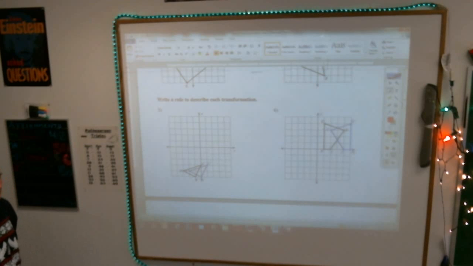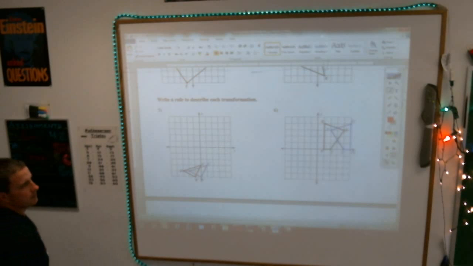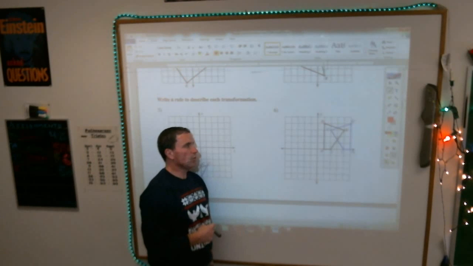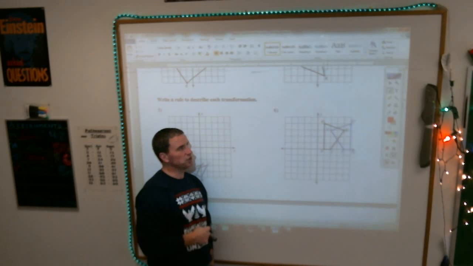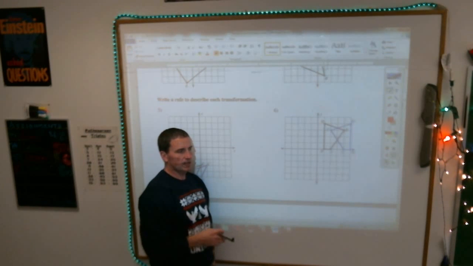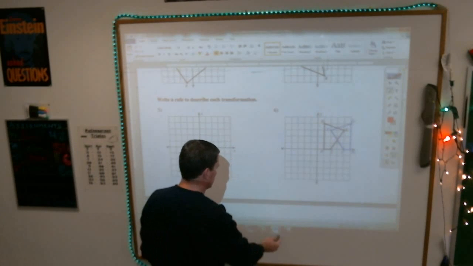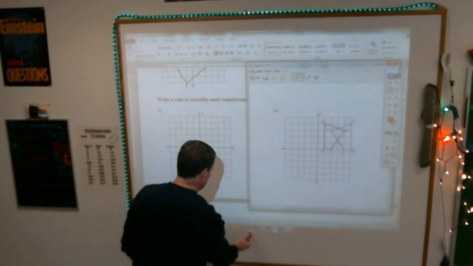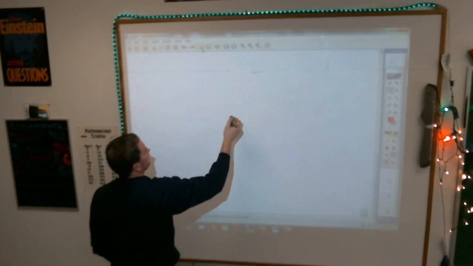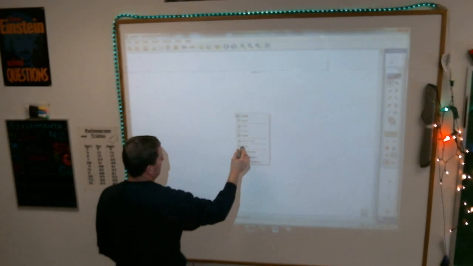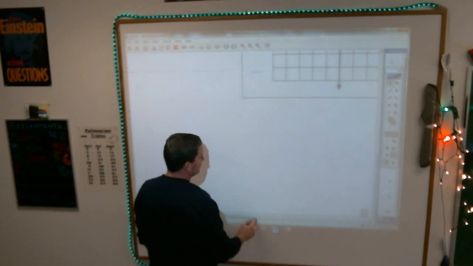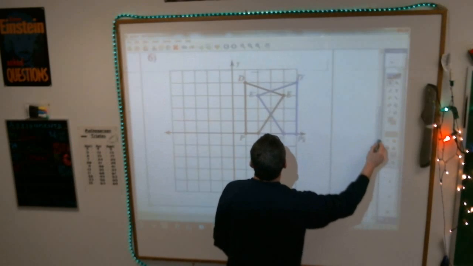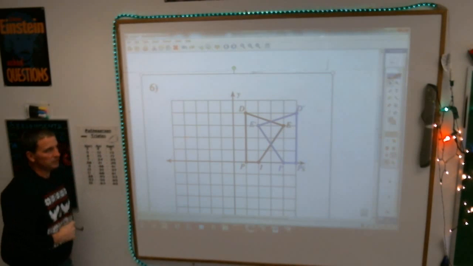Now, how about number 6? That's where it gets a little strange here. What type of transformation is number 6? Elijah says it is a reflection. Wait, I'm going to snip it so I can draw on it here. Move it over here. The question is, what is it a reflection on? What is it being reflected on? And how do you know?